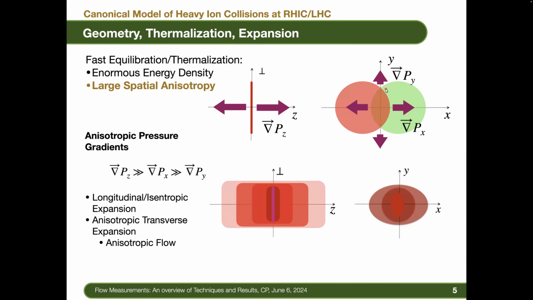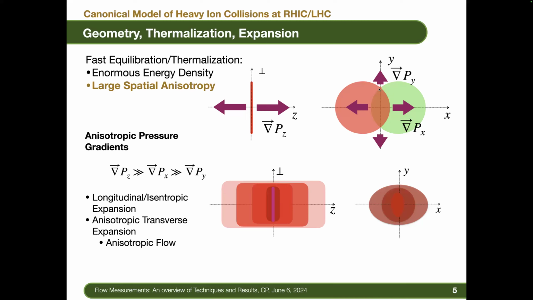And this overlap region now contains a vast amount of energy, and therefore a lot of pressure. This will translate into a very large amount of pressure in this zone. And this pressure is not acting in the same way in all directions. Obviously, in the longitudinal direction, the pressure gradient from the large density of the matter to the vacuum gives us a very, very large pressure gradient.